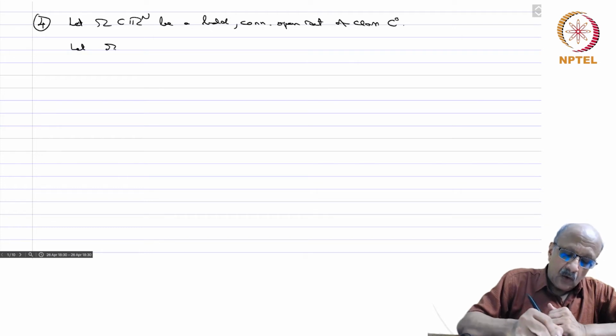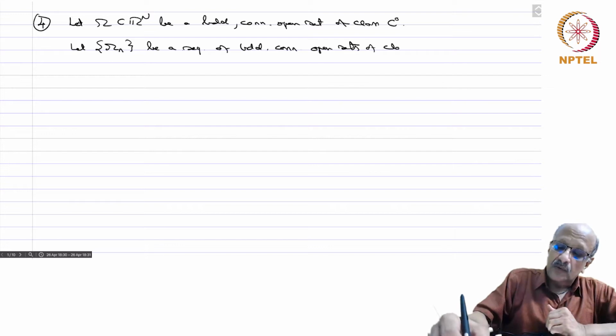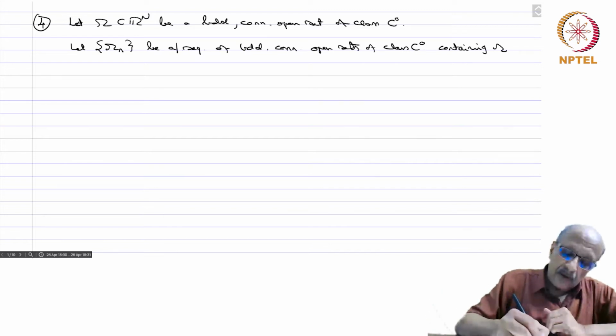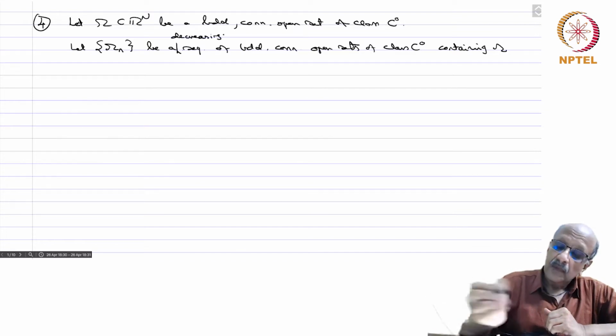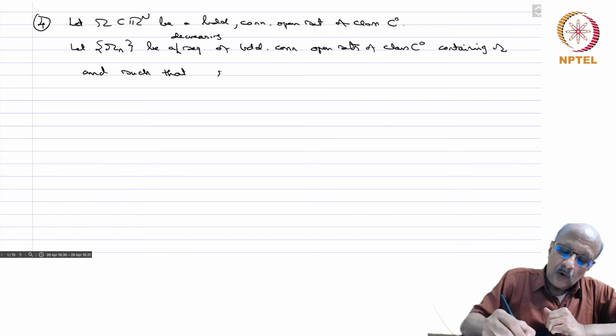Let Omega_n be a sequence of bounded connected open sets of class C^0, containing Omega, be a decreasing sequence of connected open sets containing Omega and such that Omega closure equals the intersection n equals 1 to infinity of Omega_n closure.